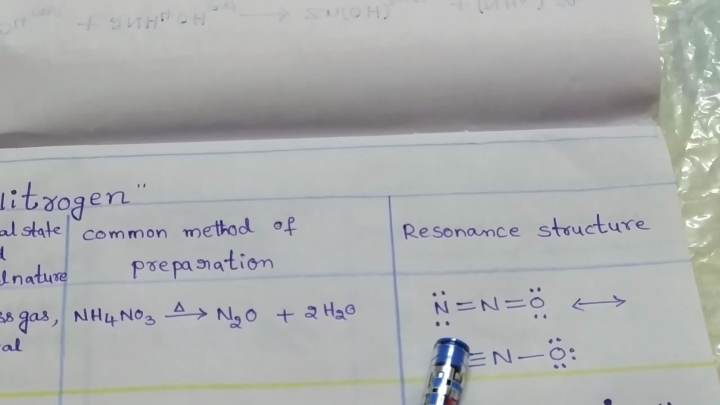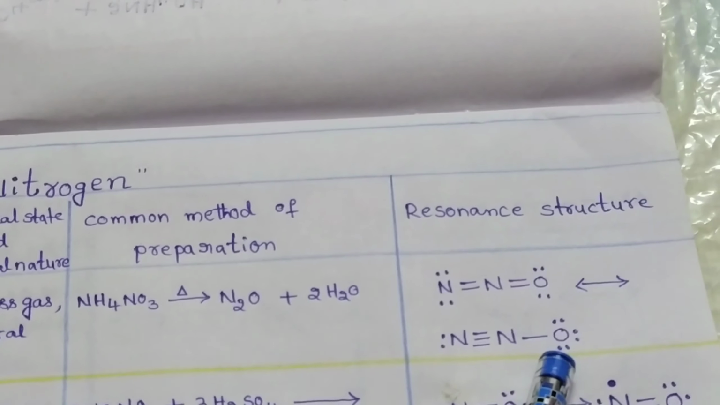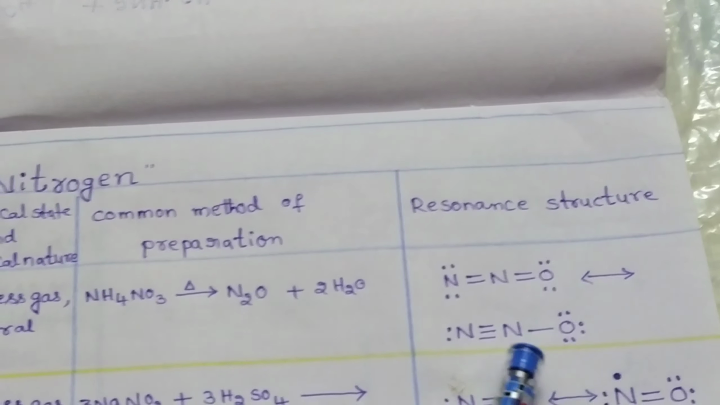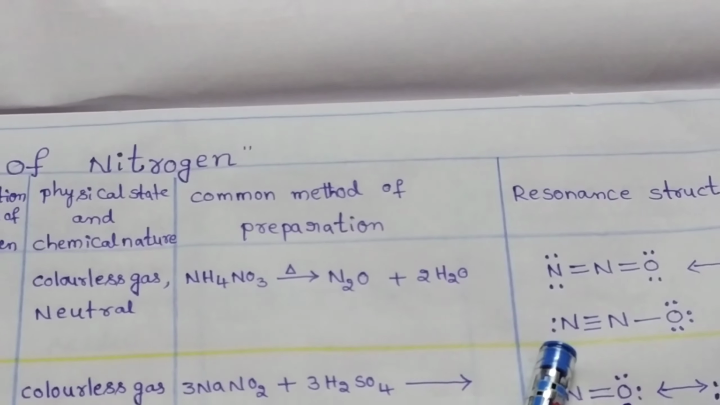The dinitrogen oxide can be written as N double bond N double bond O. Here the nitrogen and oxygen contain 2 lone pairs of electrons. This structure can also be written as N triple bond N single bond O. Here oxygen contains 3 lone pairs of electrons, and nitrogen contains 1 lone pair of electrons.